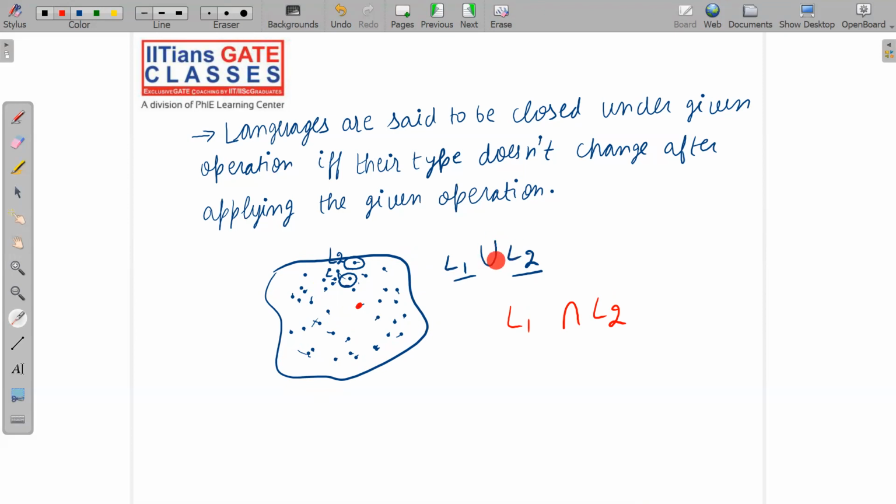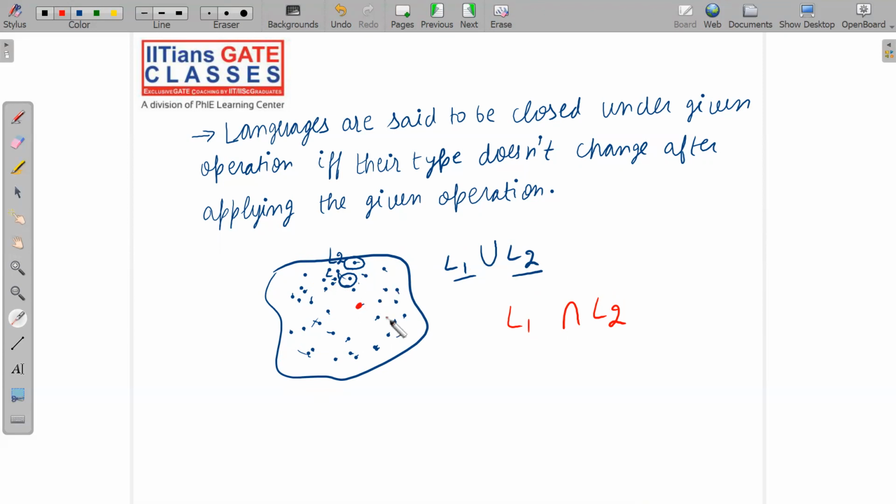Okay, so in case of union, we can pick any two languages and apply the union operation, and after applying the union operation, the new language which comes must be in this set only. If we are able to guarantee this thing, then we will say that the given set of languages is closed under the union operation. Similarly, the given set of languages will be closed under the intersection operation.